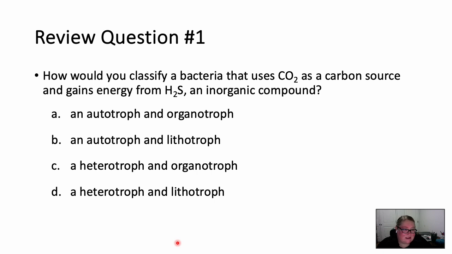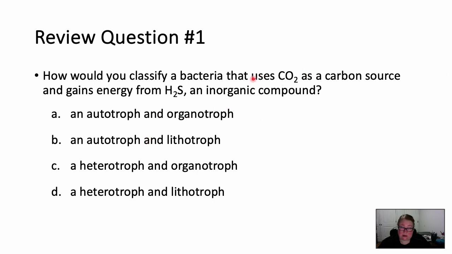Okay, the answer for this is B, an autotroph and a lithotroph. So let's go through the parts of the question that tell us this answer. Our first clue is that it uses CO2 as a carbon source. There's only one type of organism that uses carbon dioxide as a carbon source, and that's an autotroph. This is going to be things like plants and things that do photosynthesis. So this helps us narrow it down to just A and B.